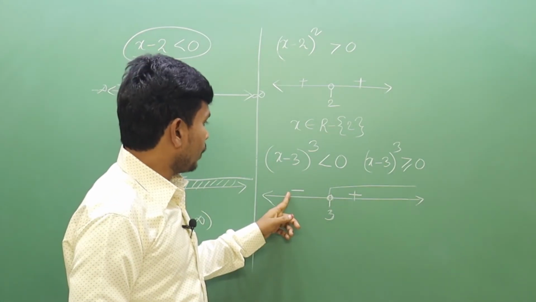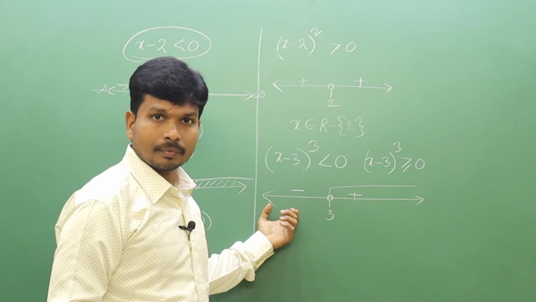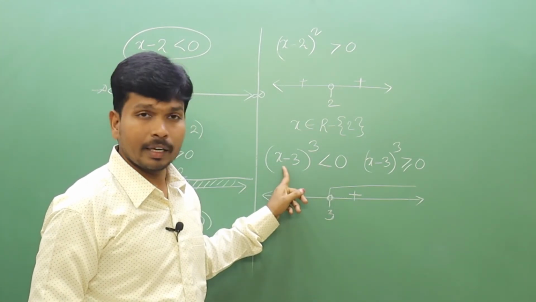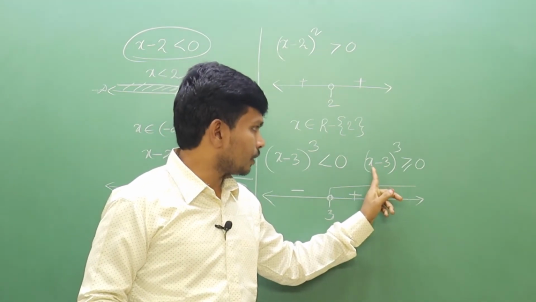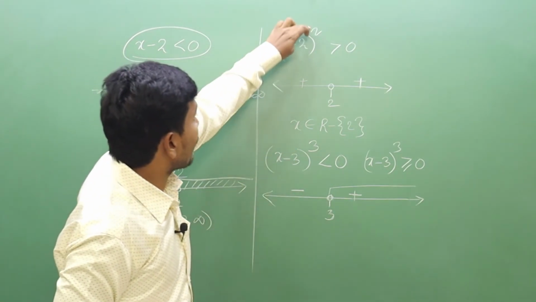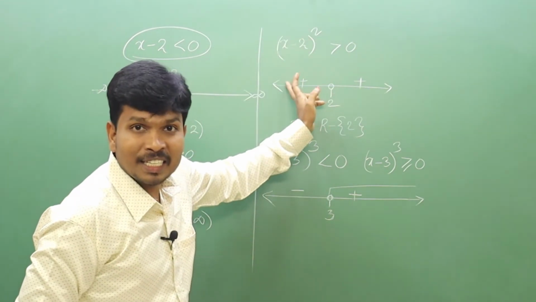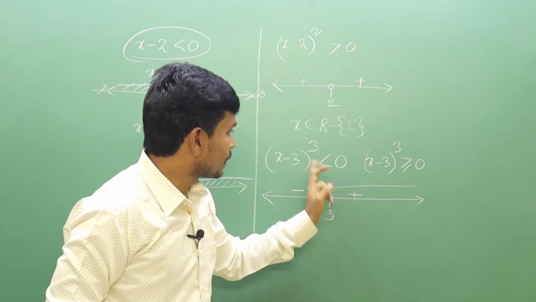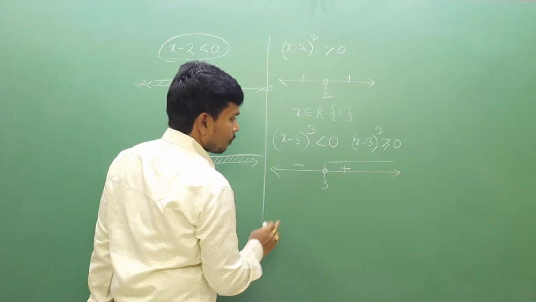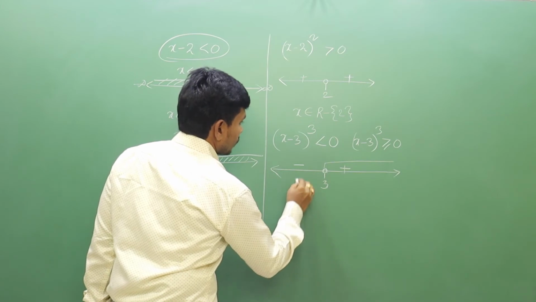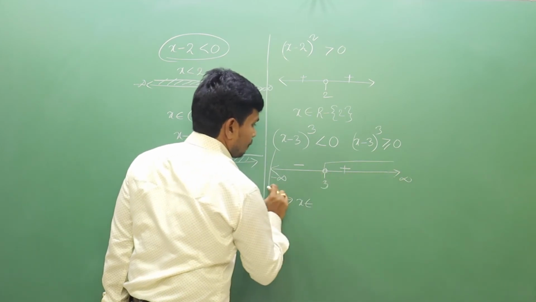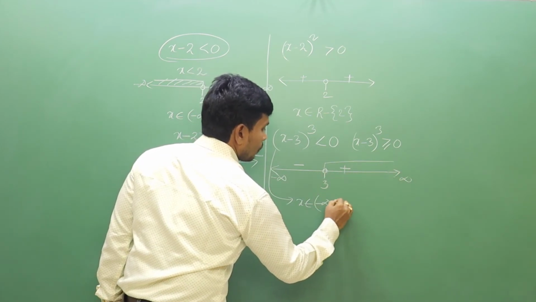So the values of x which are less than 3 give less than 0, negative. More than 3 gives positive. Means here plus symbol, here minus symbol. If power is even, the symbol doesn't change. But if power is odd, the symbol changes. It is the one point you must remember, keep that point in your mind. So therefore the solution of this problem is x belongs to minus infinity to open 3.